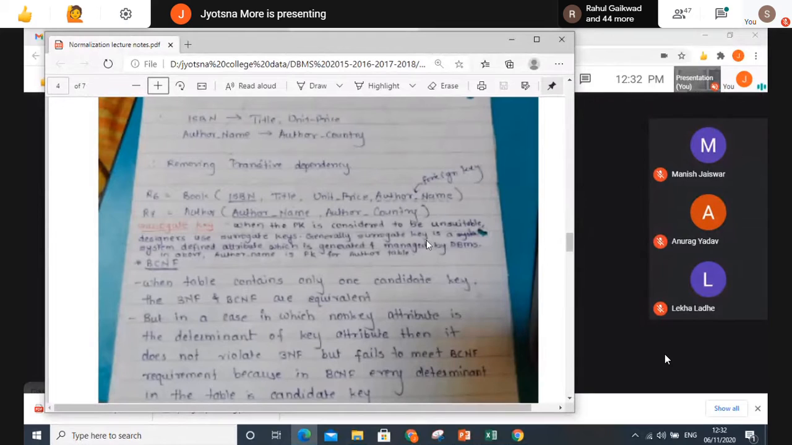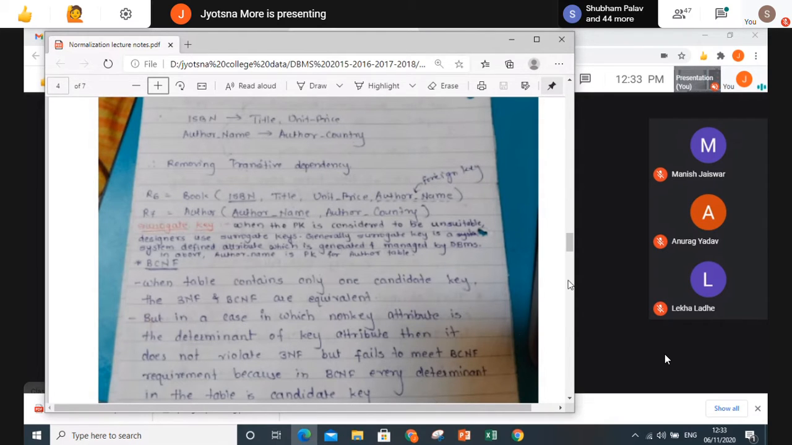This concept we require in our BCNF, which is known as the Boyce-Codd normal form. When a table contains only one candidate key, 3NF and BCNF are equivalent. If only one candidate key is present to act as the primary key, then 3NF and BCNF are the same. No difference in that.